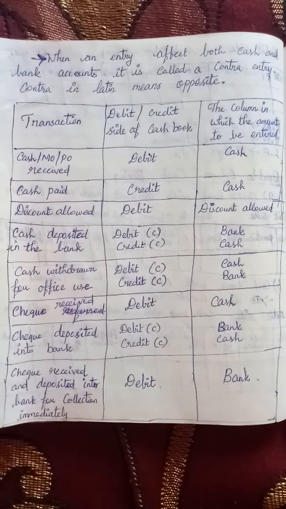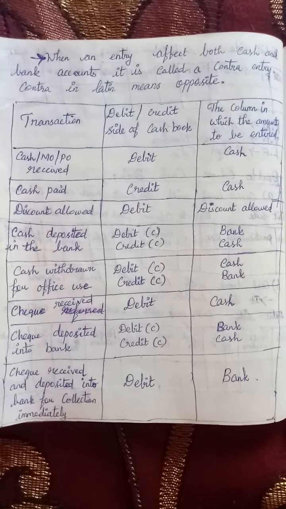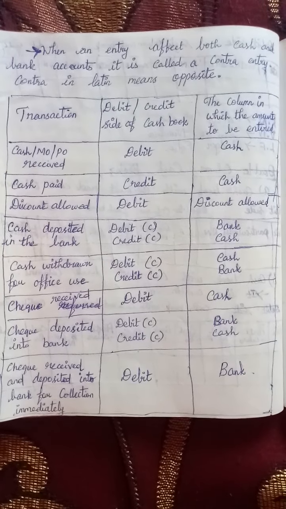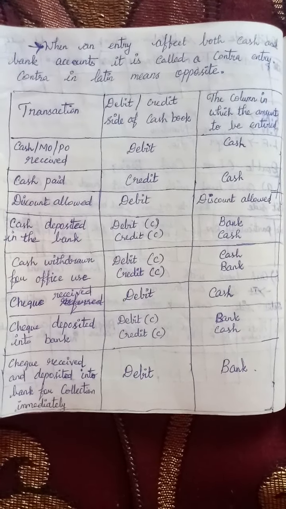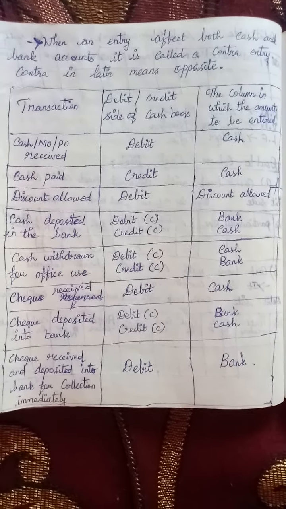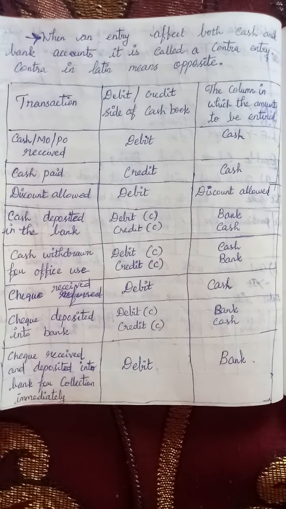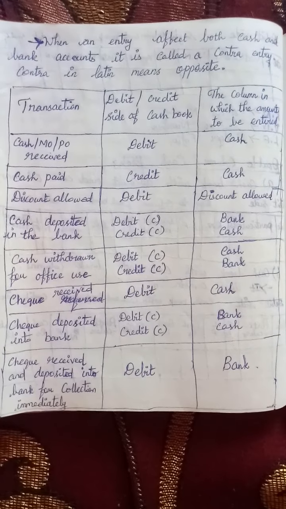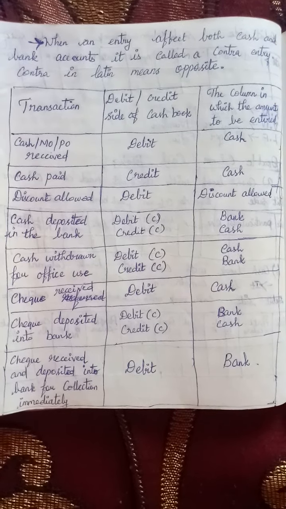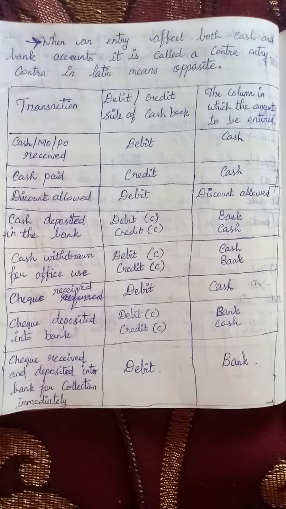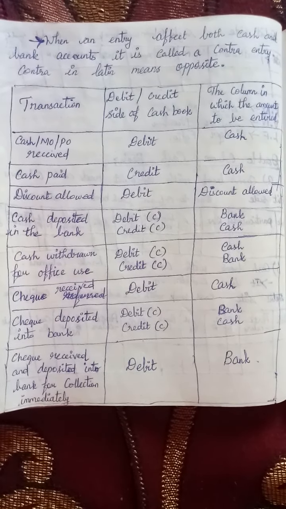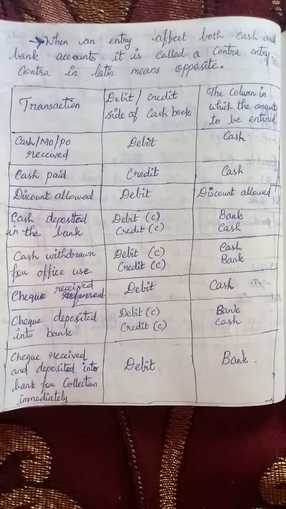Let us see some transactions, whether they are posted on the debit or credit side of the cash book and in which column the amount is to be entered. First one, cash or MO or PO received is entered on the debit side and the column is the cash column. Cash paid is entered on the credit side of the cash book and cash column. Discount allowed is entered on the debit side of the cash book and discount allowed column. Cash deposited in the bank is entered on the debit side of the cash book for bank and credit side for cash.